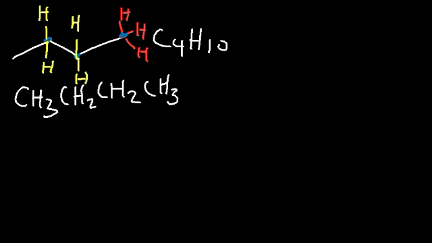So we know that butane is C4H10. If we use the formula, we should get an IHD value of 0 for an alkane. So it's 2n plus 2 minus the number of hydrogens, divided by 2, where n is the number of carbon atoms.